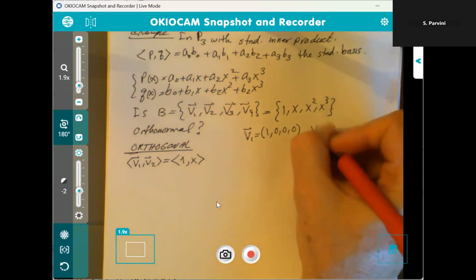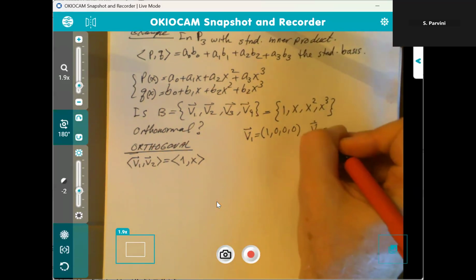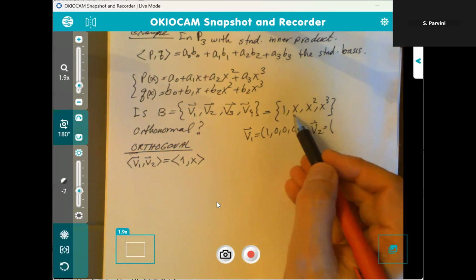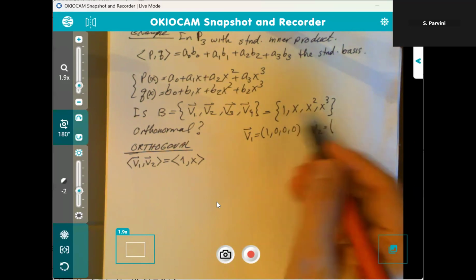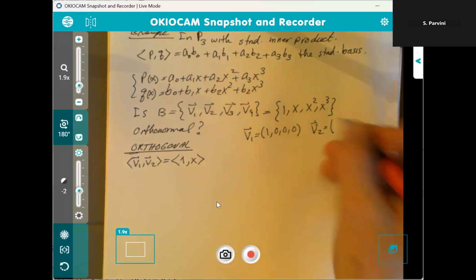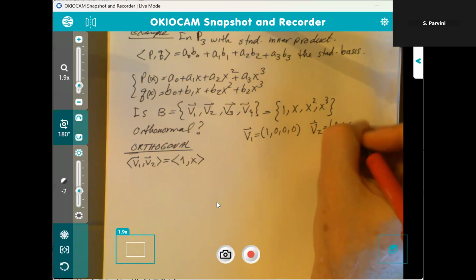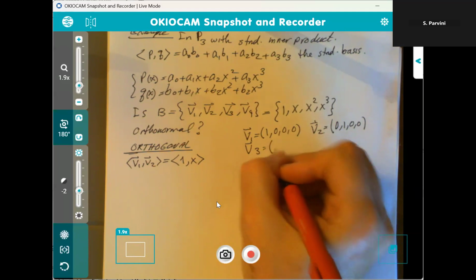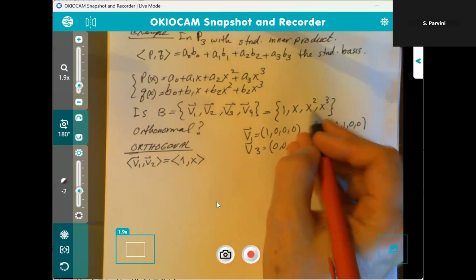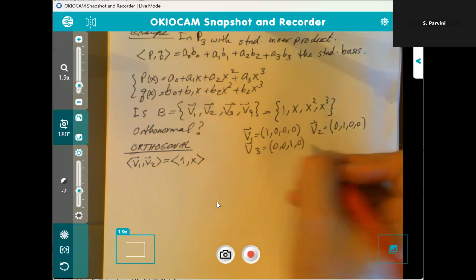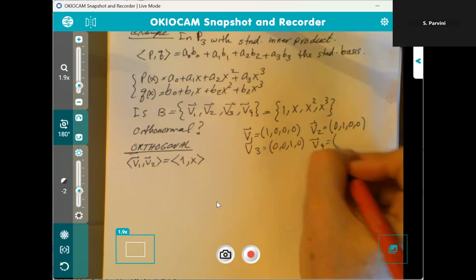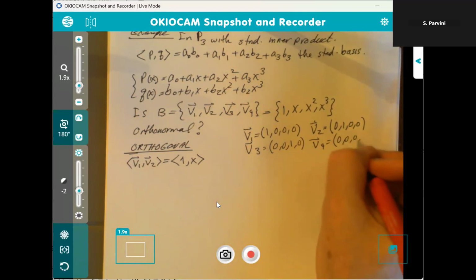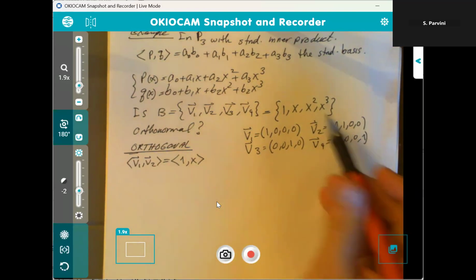This is what V1 looks like as a vector. What does V2 look like? V2, again, only has x. The other components are 0. So 0, 1, 0, 0. V3 is going to be 0, 0, and only the coefficient on x squared is 1. And for V4, we go 0, 0, 0, and 1. That will be the coefficient on x cubed.